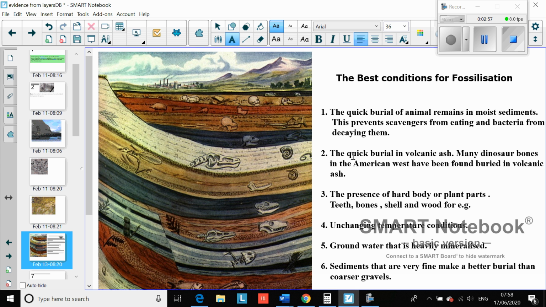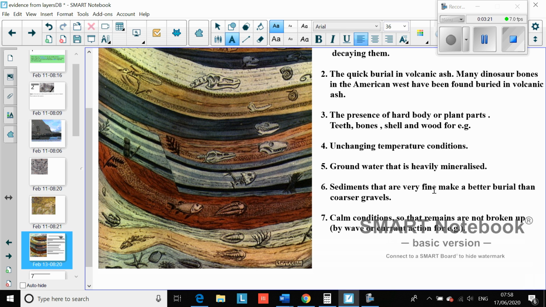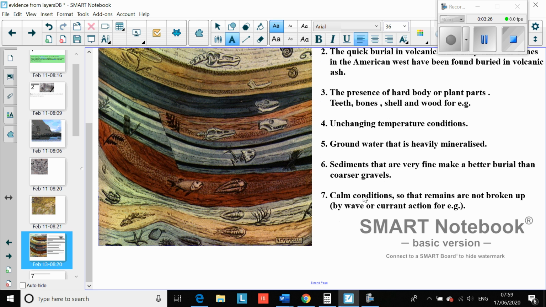The quick burial in volcanic ash. So many dinosaurs' bones in the American West have been found buried in volcanic ash. The presence of hard body or plant parts, teeth, bones, shells, wood, for example, unchanging temperature conditions, groundwater that is heavily mineralized, so lots of salts and dissolved minerals in water. Sediments that are very fine make better burial than coarser gravels, so like sand and silt, and calm conditions so the remains are not broken up by wave or current.